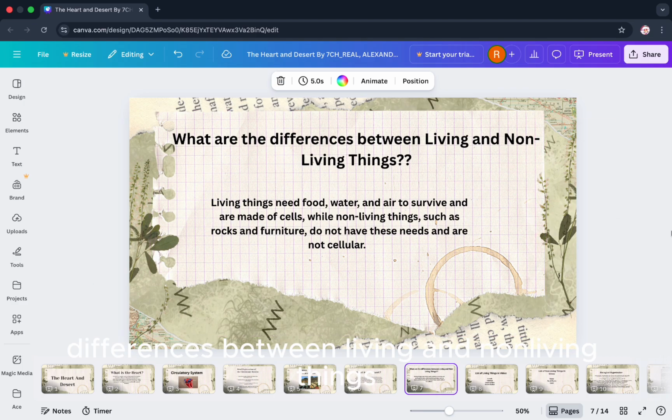Differences between living and non-living things. Living things obviously need food, water, and air to survive and are made of cells, while non-living things such as rocks and furniture do not have these needs and are not cellular.